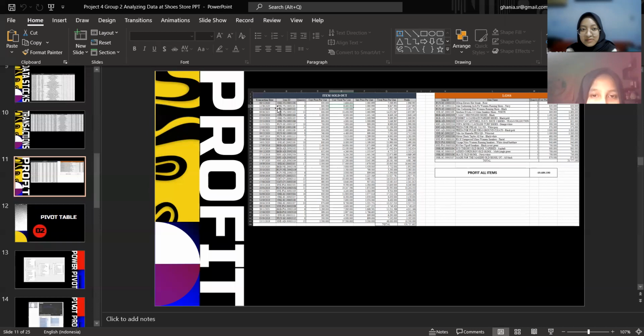Next is profit. In this table, we have transaction date, item ID, quantity, cost price per unit, cost total per unit, sale price per unit, total price per unit, and profit. In this table, we use the function VLOOKUP.